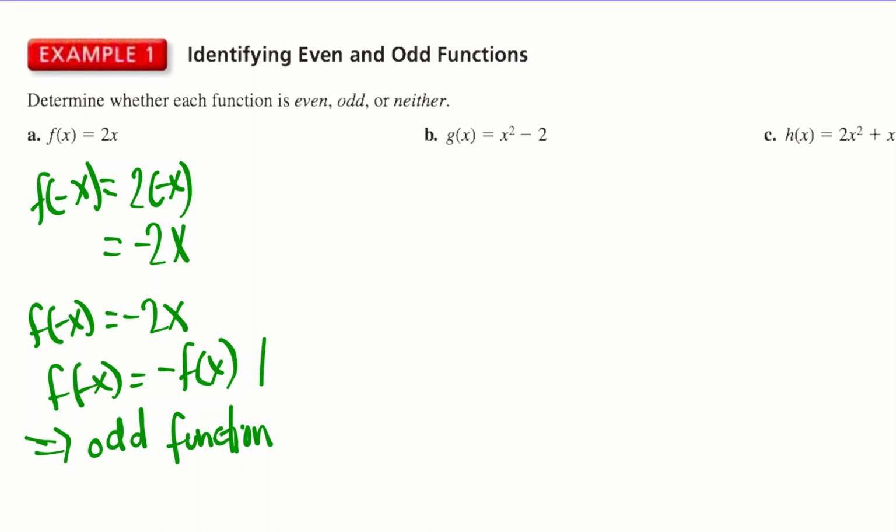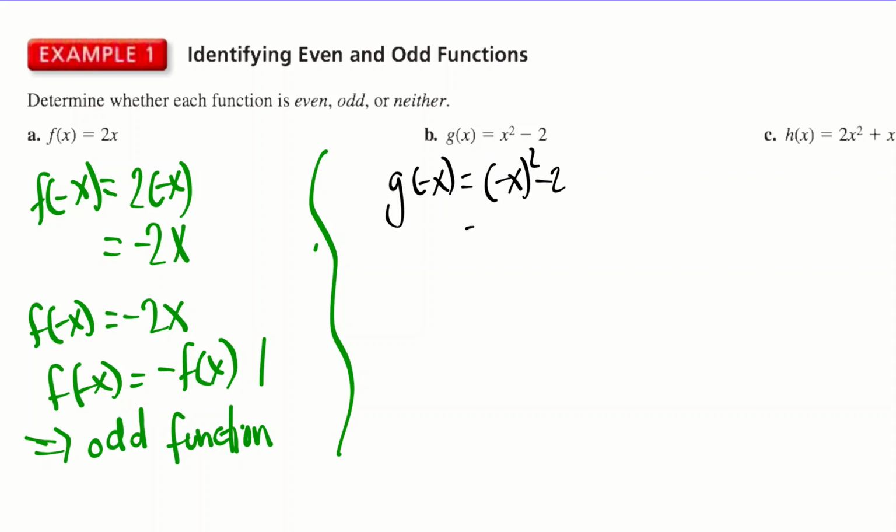Alright, so let's go ahead and take a look at this next one. Let's substitute in a negative x and see what happens. So we have negative x, that quantity squared, minus 2. Negative x squared becomes a positive x squared, and that is x squared minus 2.